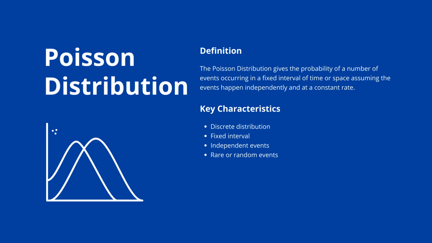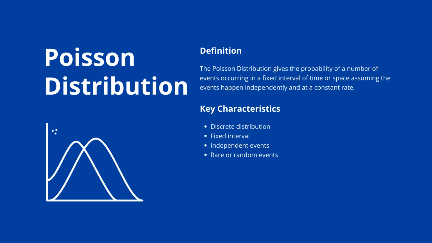So these are a few characteristics of the Poisson distribution. First one is a discrete distribution. The Poisson distribution deals with count data, meaning it models the number of occurrences of an event, which can only be a whole number, for example 0, 1, 2, etc. Next one is a fixed interval. The distribution models events occurring within a fixed interval of time or space, such as the number of phone calls per hour or the number of defects per square meter.